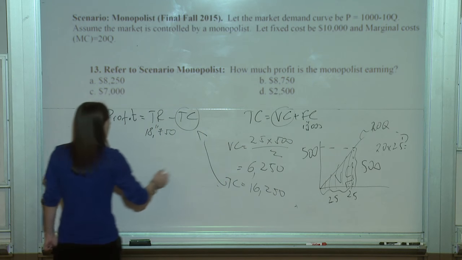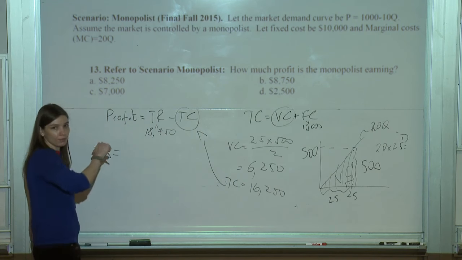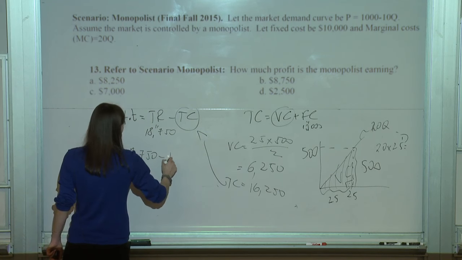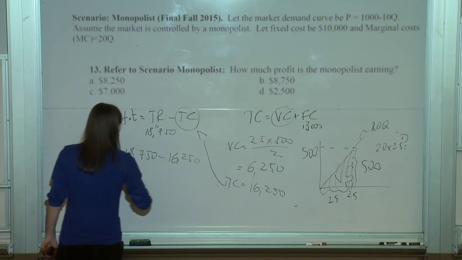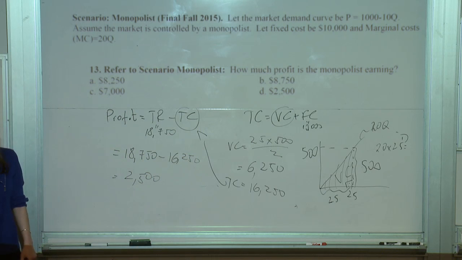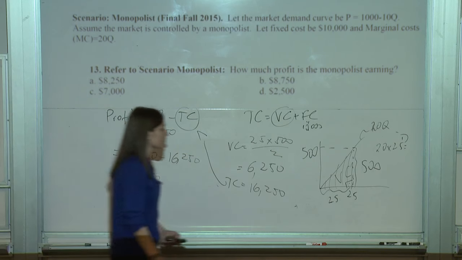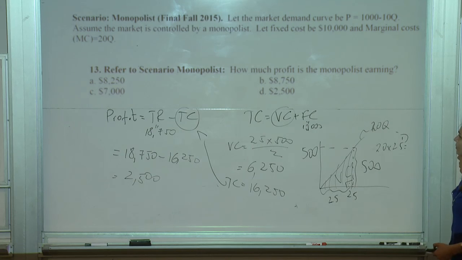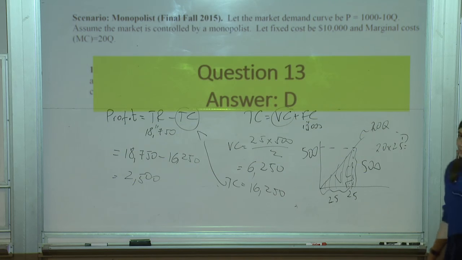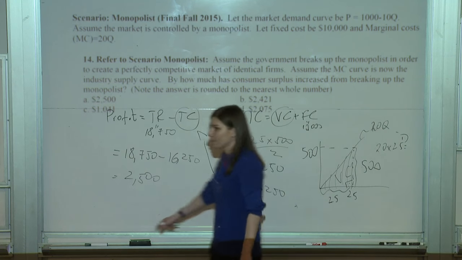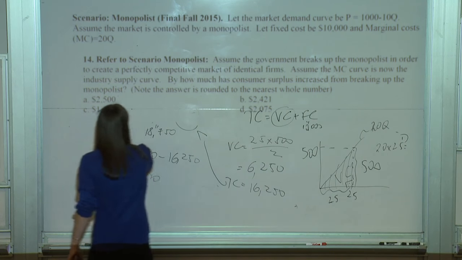Now that I know that, I plug it in the profit equation, total revenue I had from the previous problem. So I got 18,750 minus 16,250, which is 2,500, which is profit. All right, so the answer here would be D.